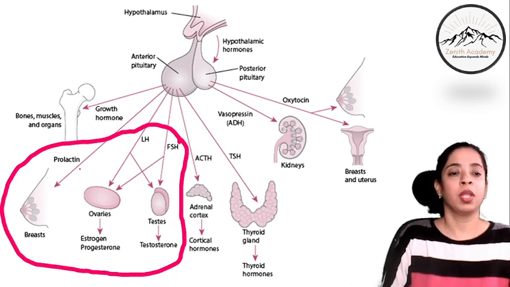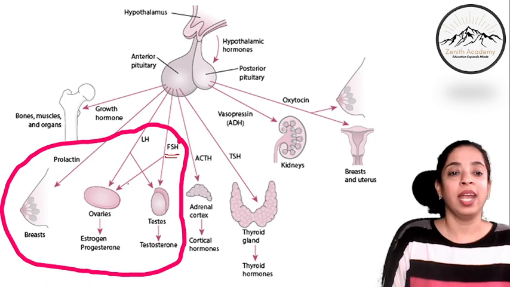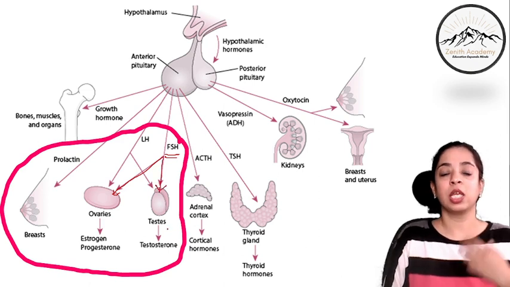So see here, three hormones. Follicle stimulating hormone. What does follicle stimulating hormone do? It is telling the ovaries to release eggs. It is telling the testis to release sperms.